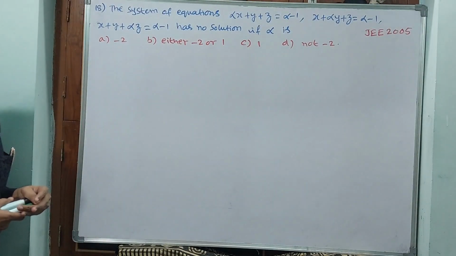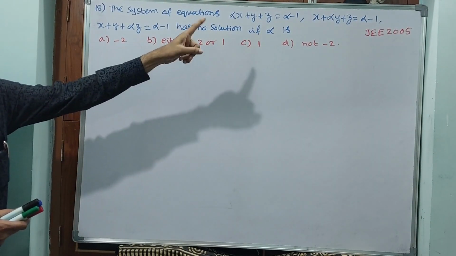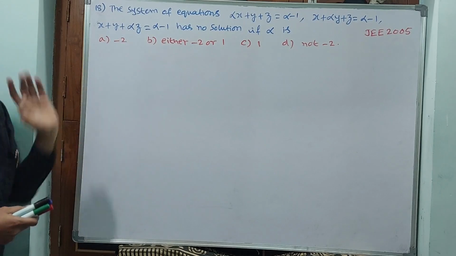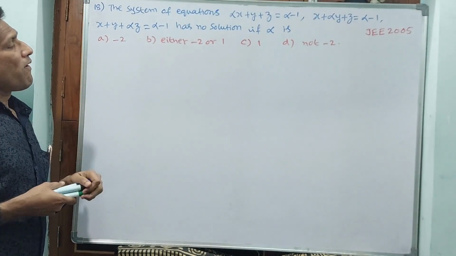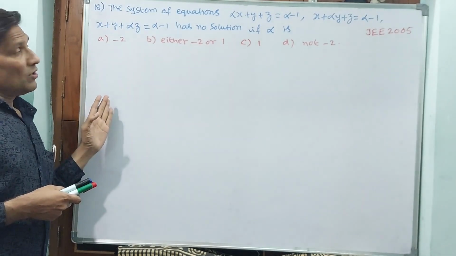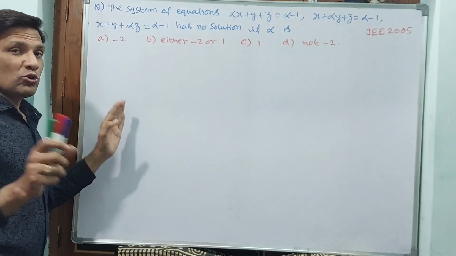This matrix you observe. The coefficient matrix is alpha 1 1, 1 alpha 1, 1 1 alpha. Okay? Like this they are there. Now, this linear equation is having no solution, like they are telling.